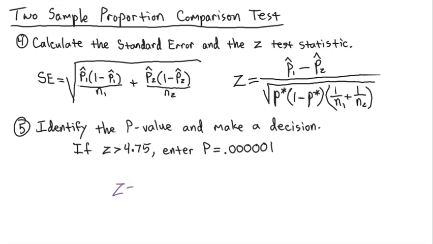You're going to put a decimal and then 5 zeros and then a 1. So if you wind up with z equals 23.4 and they say, what's the p-value? You just put in 0.000001 and it'll accept the answer happily.